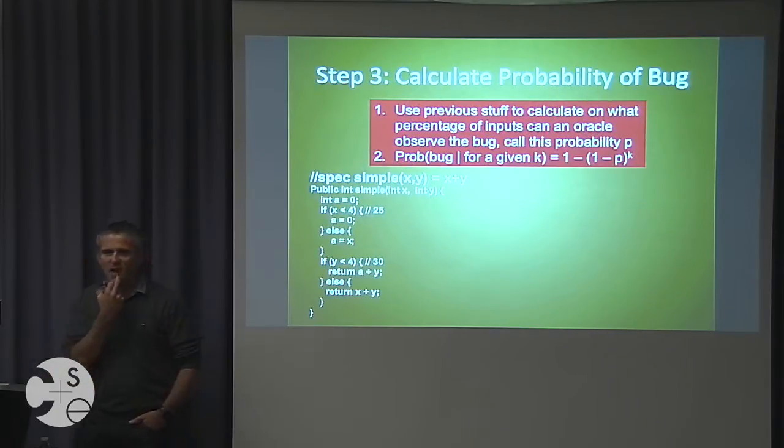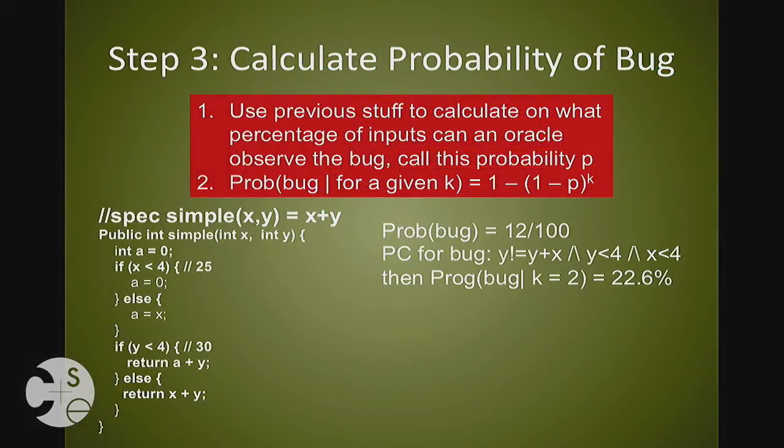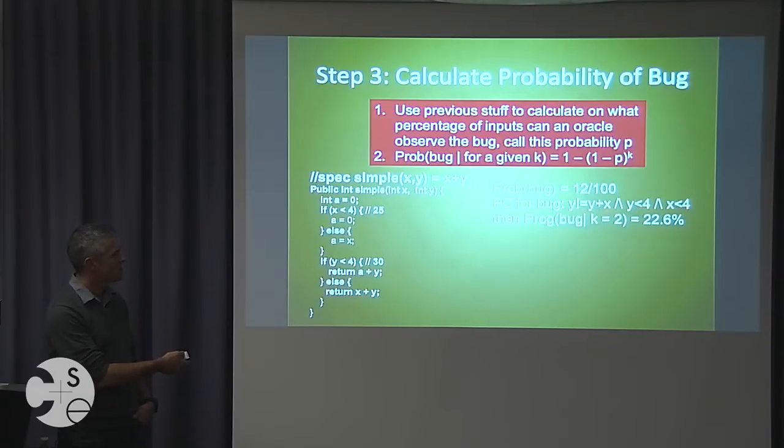Now, what's the odds of the bug? Let's say the spec is x plus y. If you look at the probability of the bug, it turns out it's 12 in 100. It's going to be exactly in this case when you take the first branch on both ifs, and y is unequal to y plus x. Because if you take a equals 0, then this one returns y, whereas the spec says it should have returned x plus y. So that's the case in which it's different. If you do the model counting of this, it's 12 out of 100. So only 12 values are going to satisfy this constraint, basically.